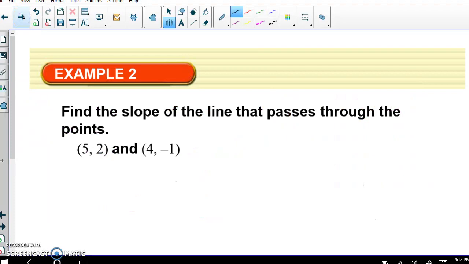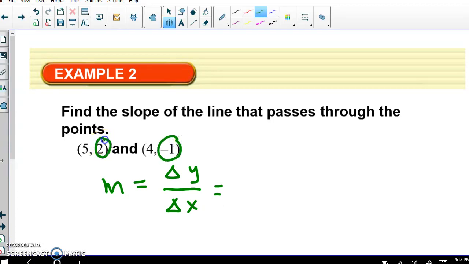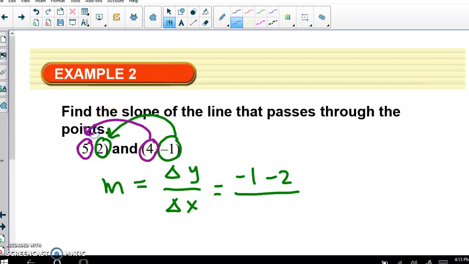So if you're not given a graph, but you're given 2 points, then we can just follow those same steps and find my slope, or m, by finding the change in y over the change in x. As I look at my y values, I have a -1 and I have a 2. So if I start here, I can do -1 minus 2. And let's change color for my x values. I have a 4 and a 5. So I can go 4 minus 5.